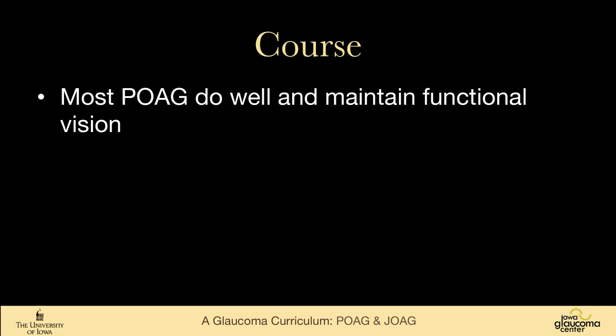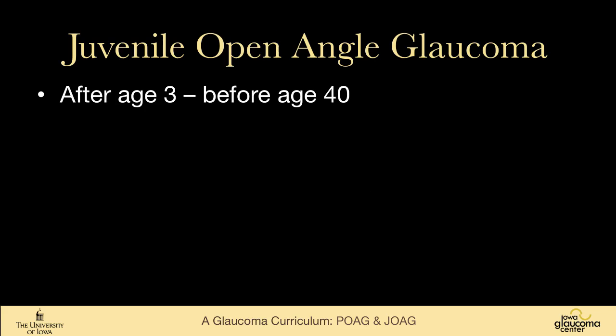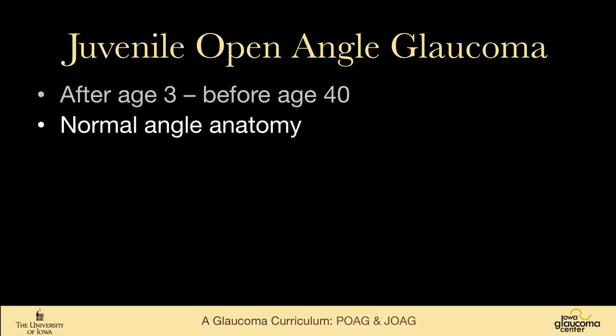Most people with primary open-angle glaucoma do well and maintain functional vision throughout their life, and those who do go on to blindness are often those who presented late with advanced damage. A special case is juvenile open-angle glaucoma. Those are individuals who develop glaucoma between the age of 3, which is the endpoint for primary congenital glaucoma because the eye stops growing in response to pressure at around age 3, and up to age 40.